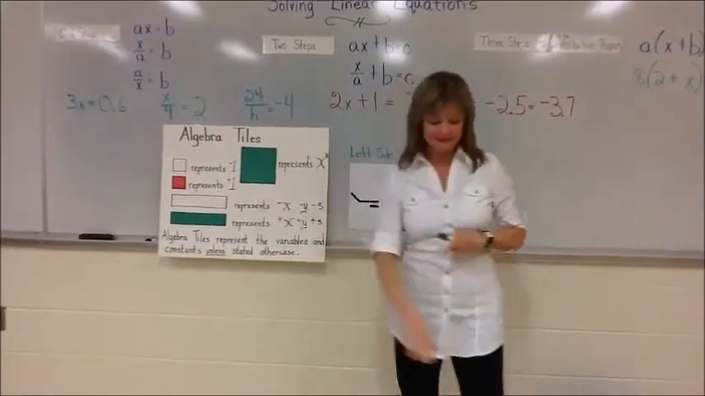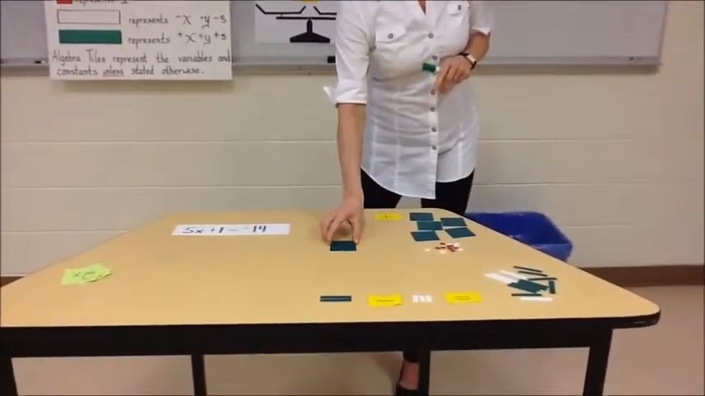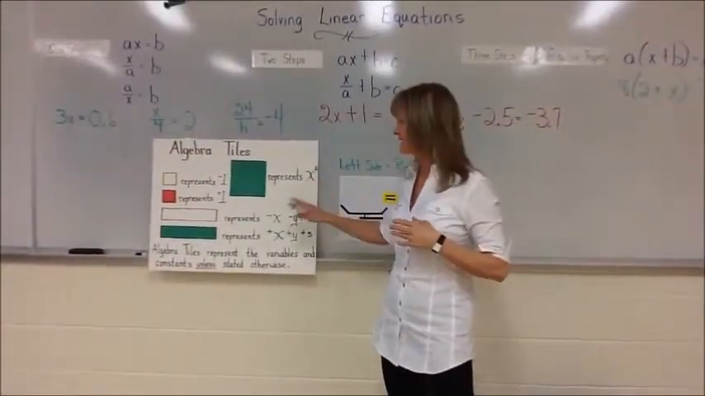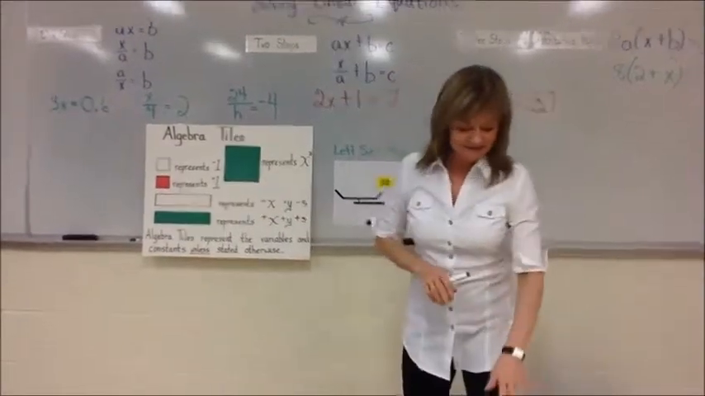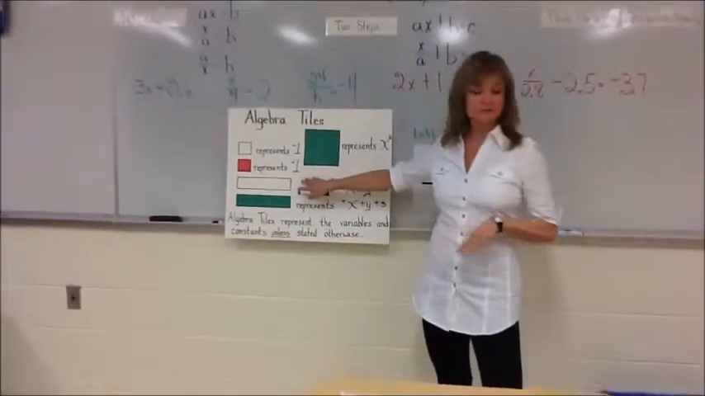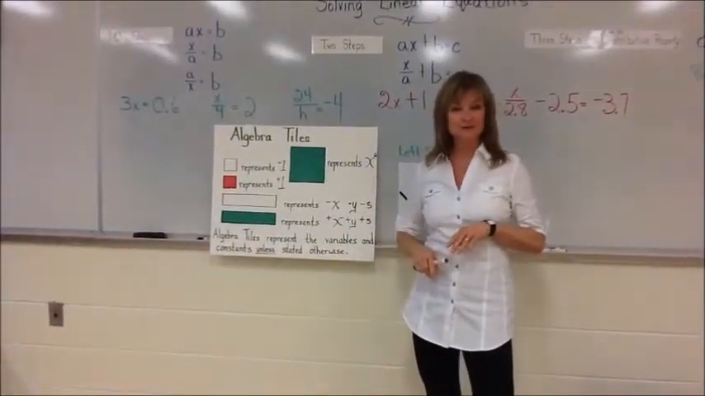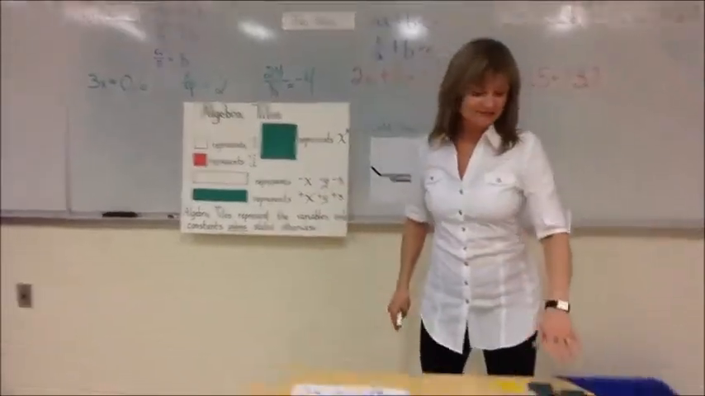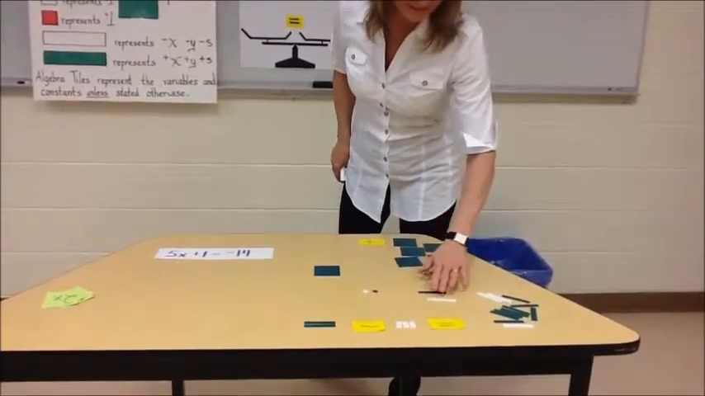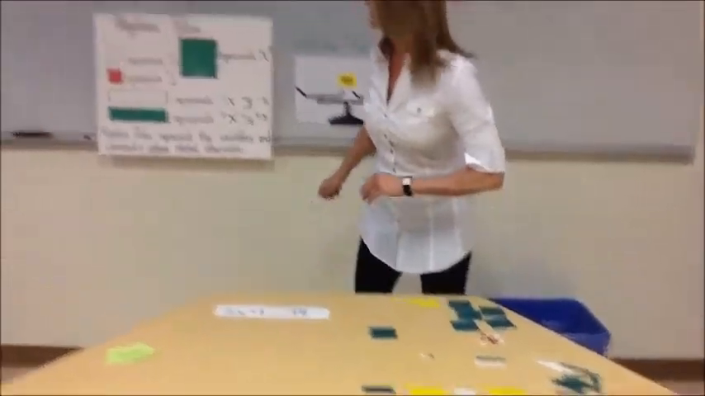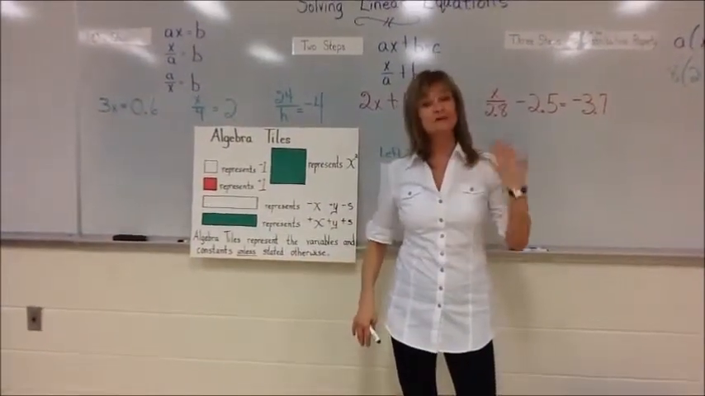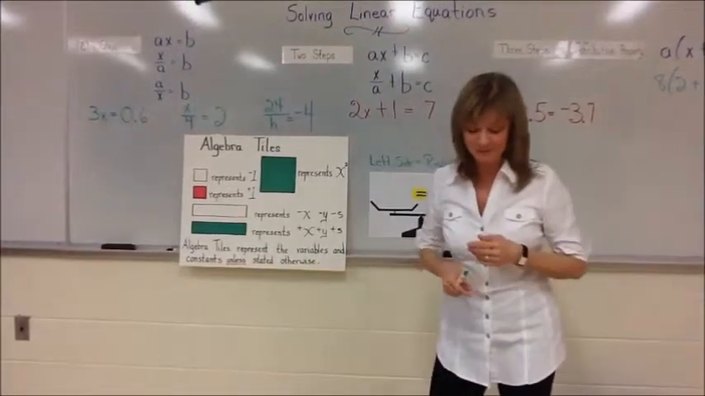When you're looking at these very large tiles, you know that it represents the unknown variable x. When you're looking at these small tiles, you will notice there's red and there's white. The red is always your positive, and your negative is always your white. The longer algebra tiles are green and white, where one is positive and one is negative. So remember, your negatives are always white, and your colors are always your positive numbers.